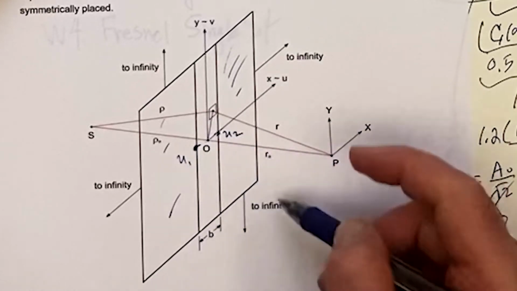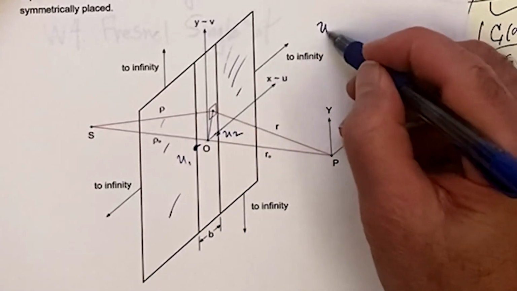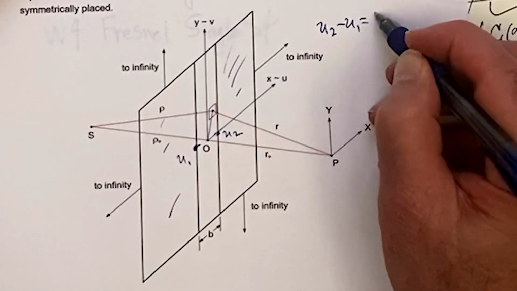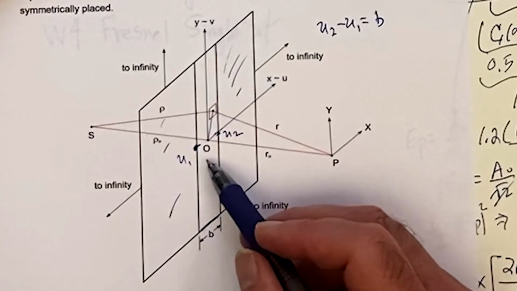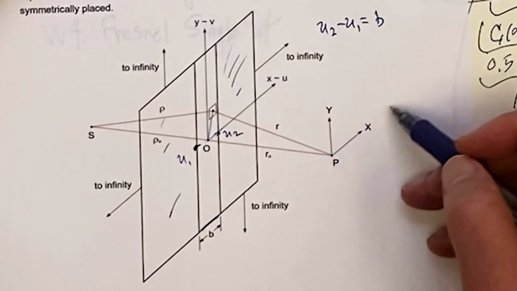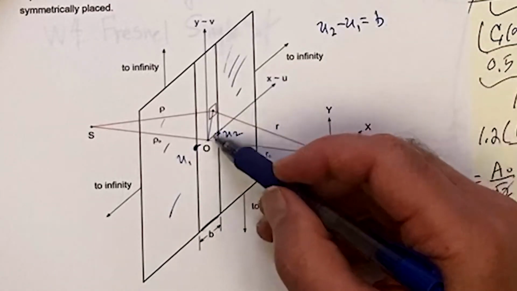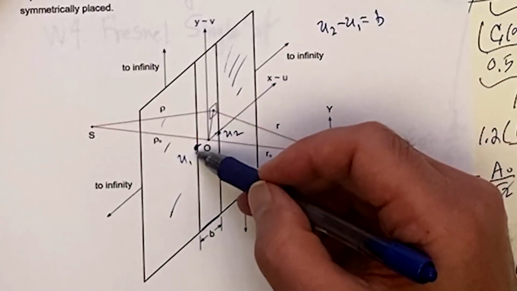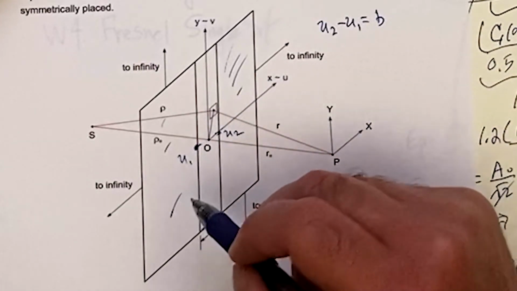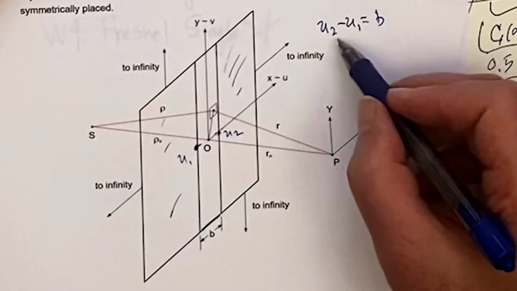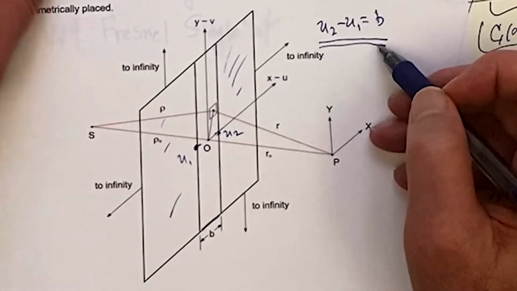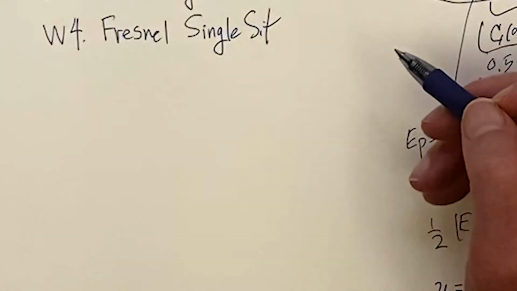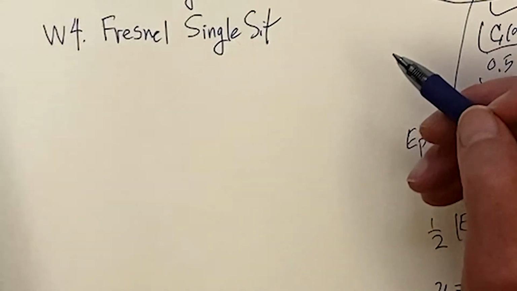And what's very interesting about this is that U2 minus U1 will always be a constant. It will be the width of the slit. And remember, when we move to other points along here and our origin moves with us, we go from some other U1 to U2, but the key is that the difference will always be B. So I drew a diagram here to help you see this even better.